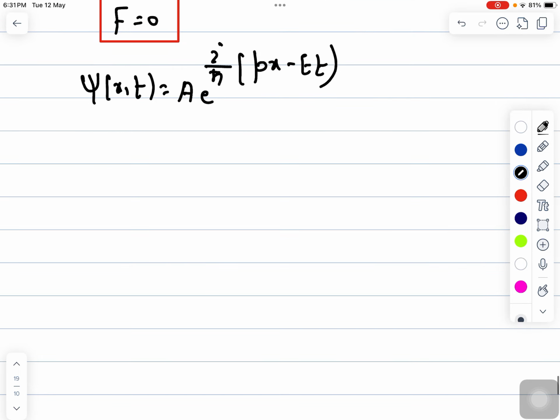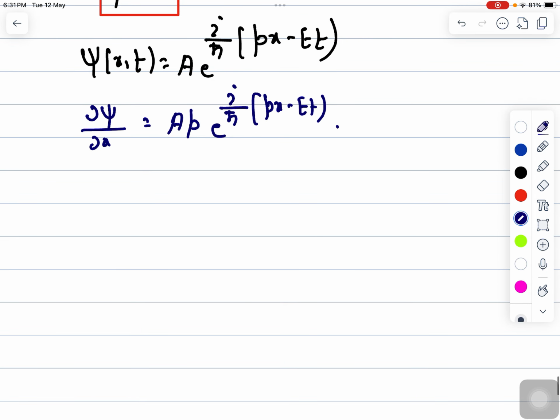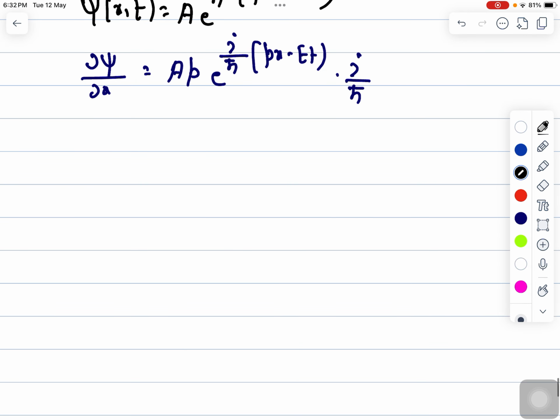Px minus Et. Is that clear? So I'll do del psi by del x here. This is just a simple derivation, just simple algebra and calculus you have to perform here. e to the power i by h cut (px minus Et), and then there will be a multiplication of i by h cut. Only simple differentiation is there.